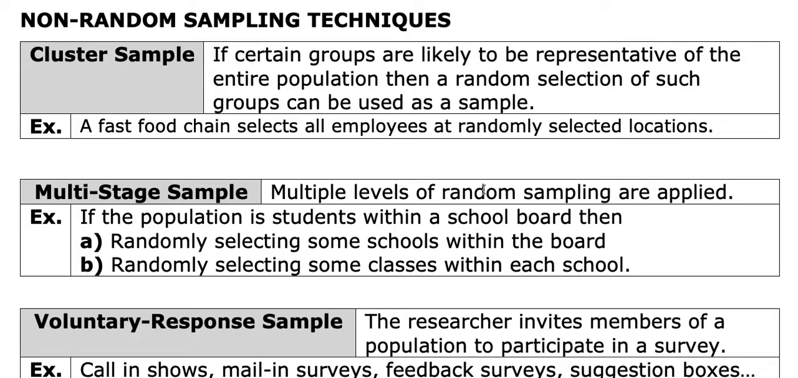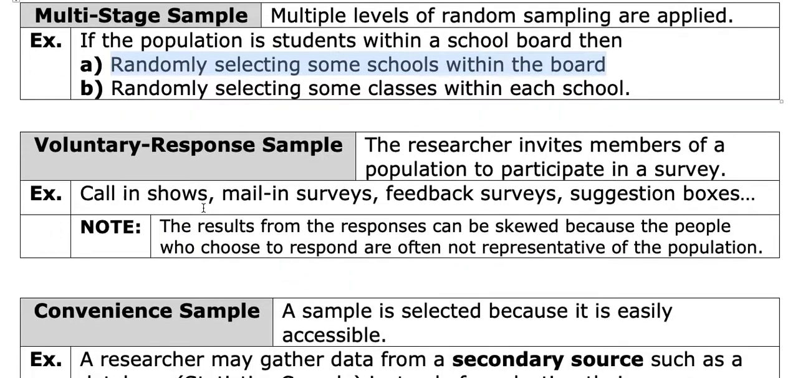Next, multi-stage sample. Multiple levels of random sampling are applied. If the population is students within a school board, then randomly selecting some schools within the board and randomly selecting some classes within each school. So this is good because we have multiple stages of these selections. We have the different schools, as well as not all of the information is coming from a particular school, which might have students with certain characteristics. So to get a general view, multi-stages are used, multiple stages.